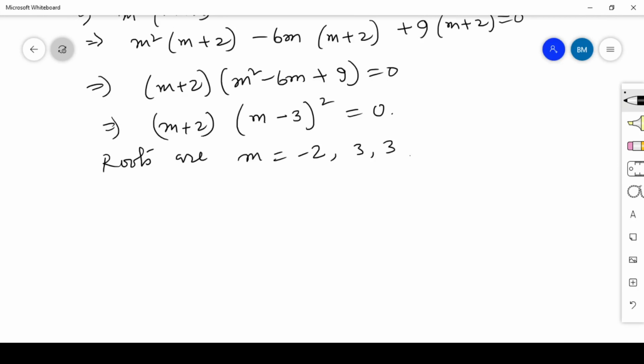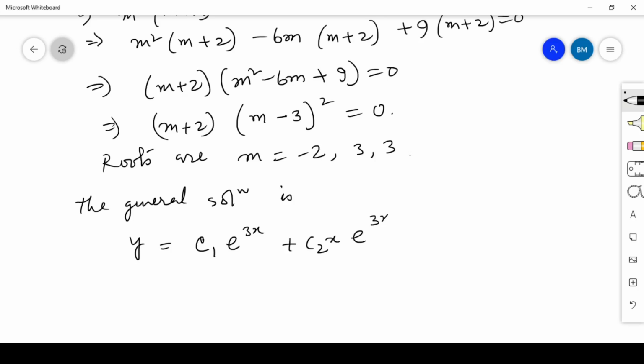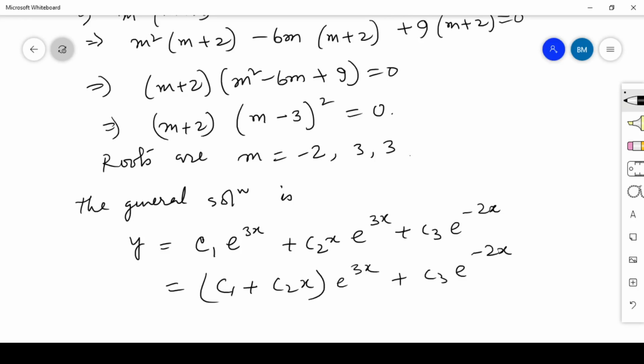Okay. So the general solution is y equal to c1 e to the power 3x plus c2 x e to the power 3x plus c3 e to the power minus 2x. Or I may write it in this form: (c1 plus c2 x) e to the power 3x plus c3 e to the power minus 2x. Okay.